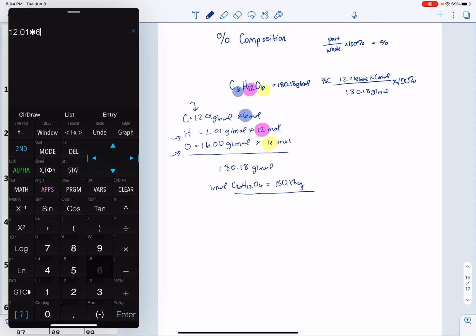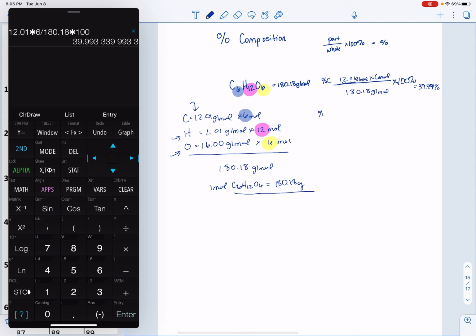12.01 times 6 divided by 180.18 and times 100. Notice I just do it all at once, and that gives me 39.99. And sig figs on these are actually a little tricky. Or maybe I should say most people don't care as much about the sig figs of these. Some people do. So this one has 1, 2, 3, 4, so we'll go with that.